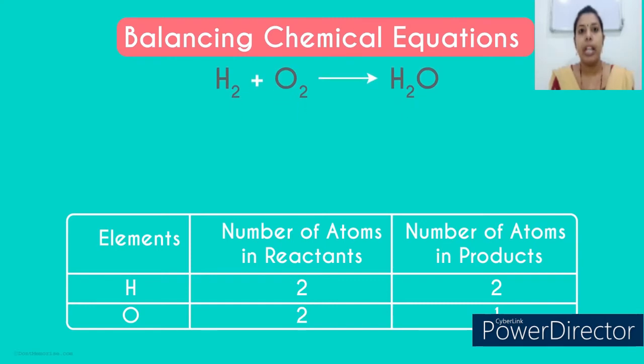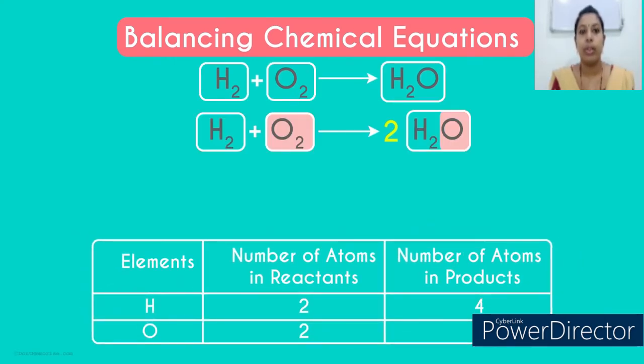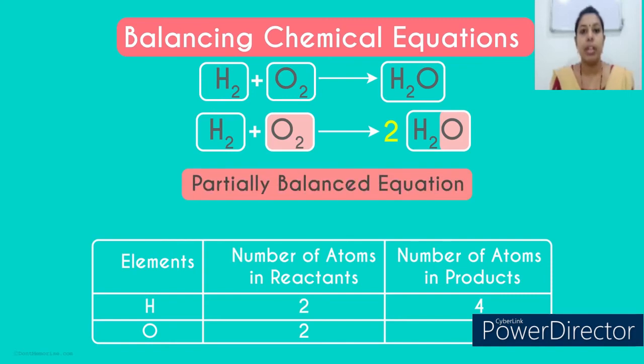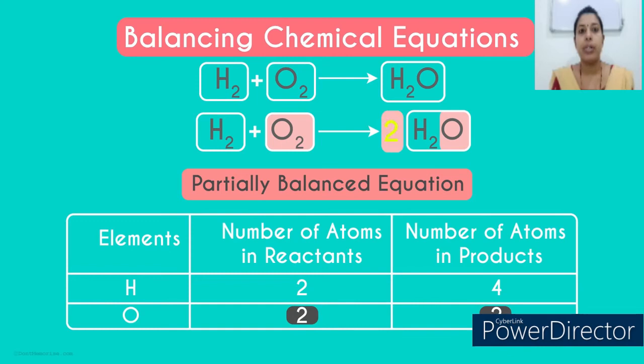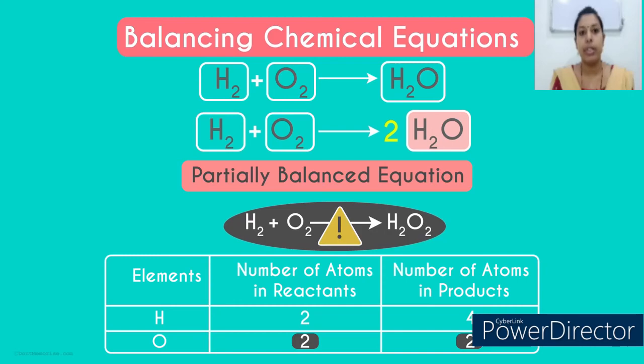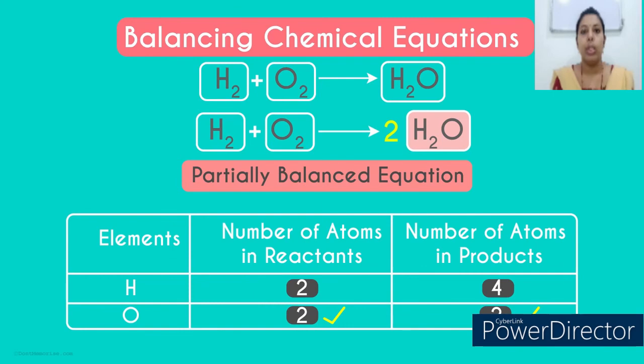We multiply H2O by 2. The number of oxygen atoms on the right is 2 and that on the left is also 2. Now the number of oxygen atoms on both sides is balanced. What about hydrogen? When we multiply this compound by 2, the number of hydrogen atoms on the right becomes 4. And what is the number of hydrogen atoms on the left? It's 2.